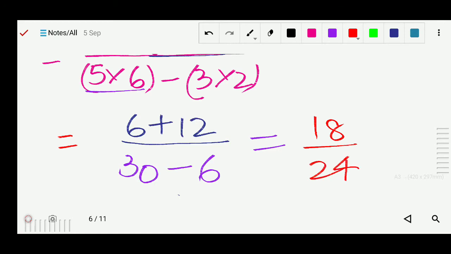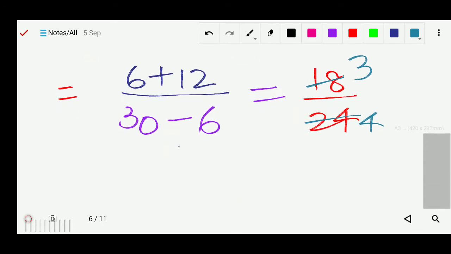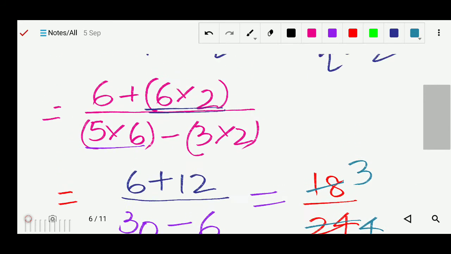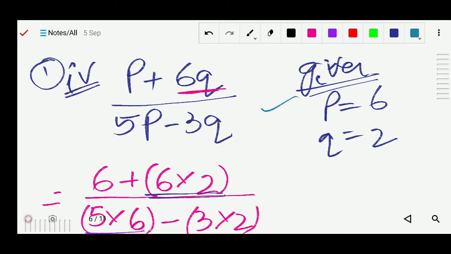Now we can divide it also. We can simplify. 6 3s are 18, 6 4s are 24. So the final answer we are getting is 3 by 4. So the value of this expression is 3 by 4. Okay, so you only have to put the value of the variables and simplify.